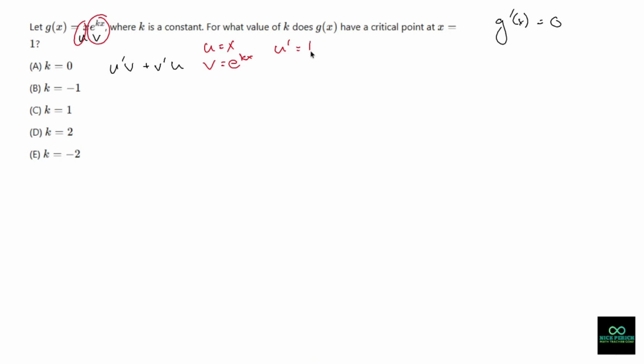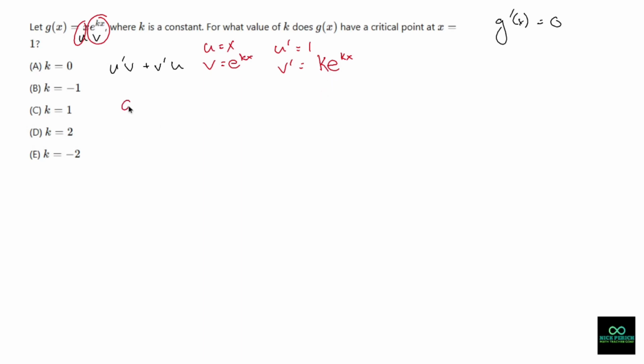U prime is 1. V prime is going to be, take the derivative of the outside stuff, which is still just e, because the derivative of e to the whatever is e to the whatever. Keep the inside, which is kx. But since k is a constant, multiplying by the derivative of the inside would be like taking the derivative of 2x or 4x, which is 2 or 4, or in this case, k.